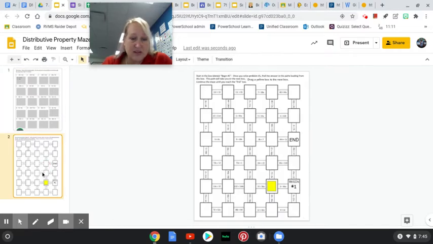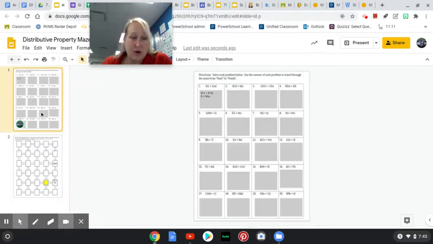Go to my second slide. It's already got a yellow square right there. So see, that says 6 plus 66a. So now I need to figure out where to go next. I'm going to solve the next problem.